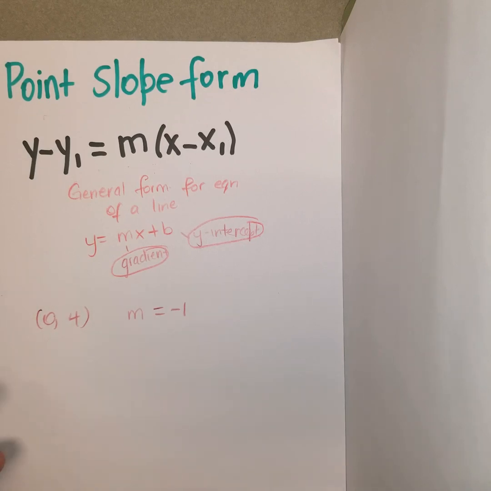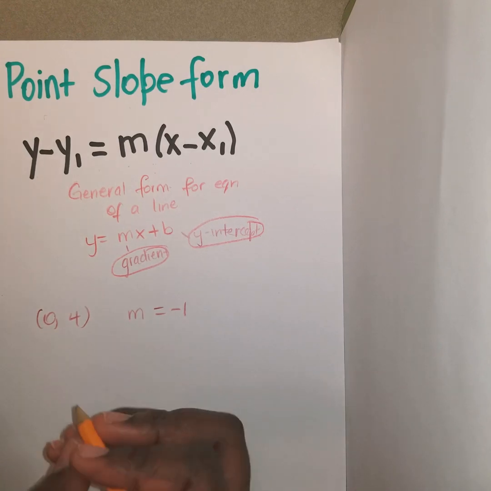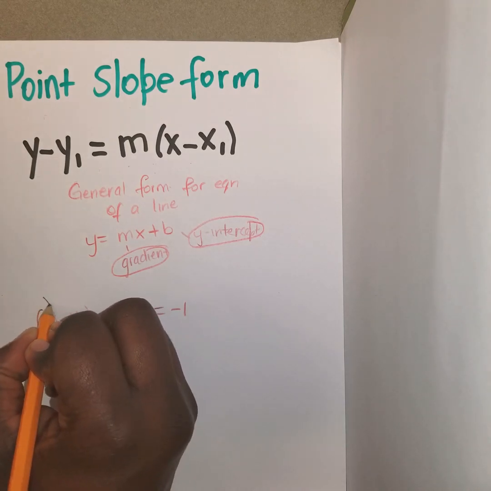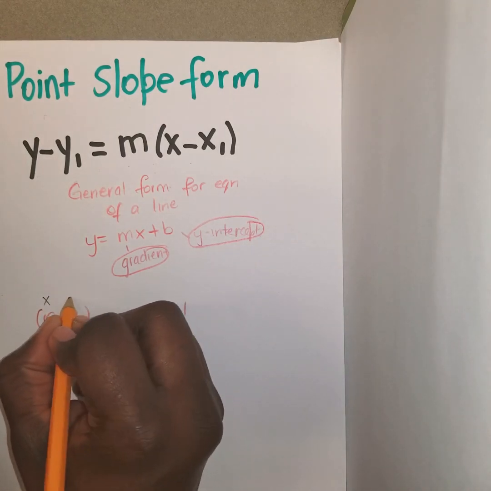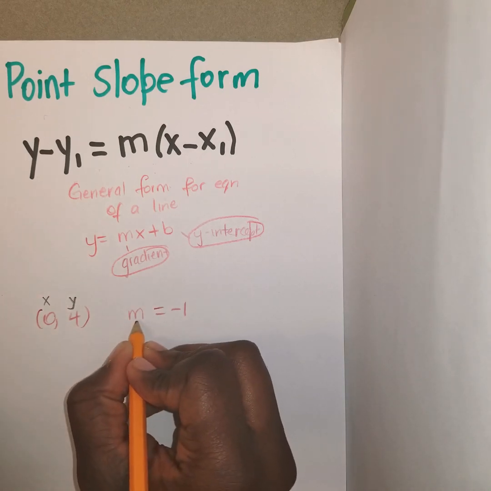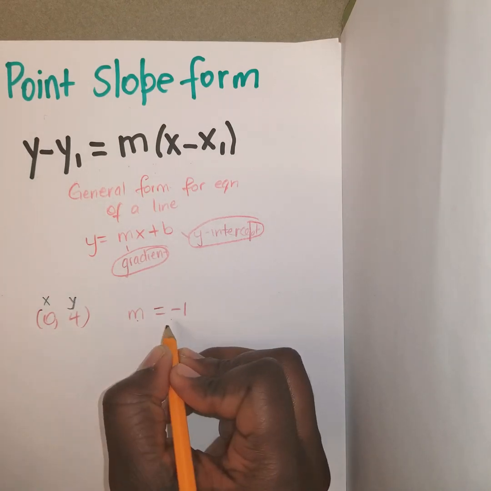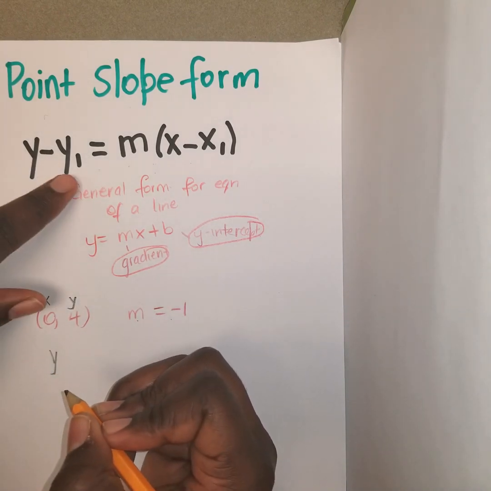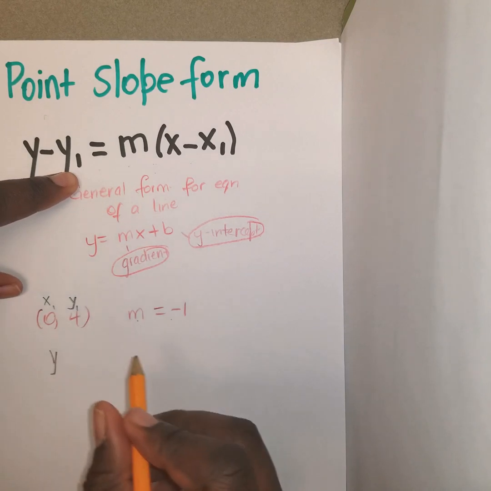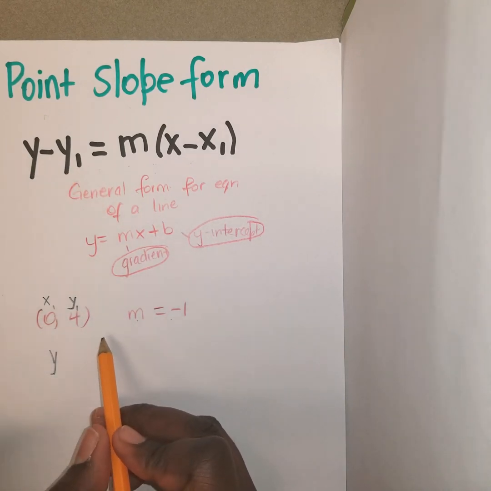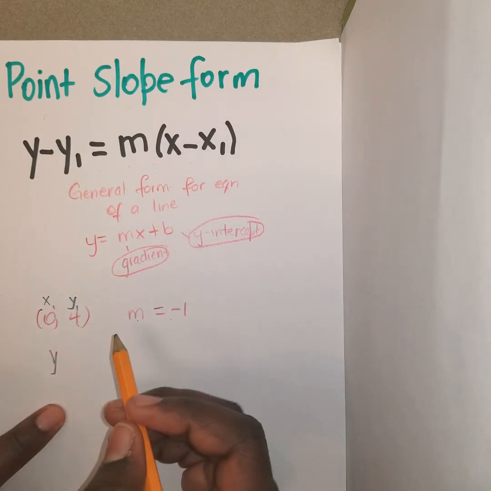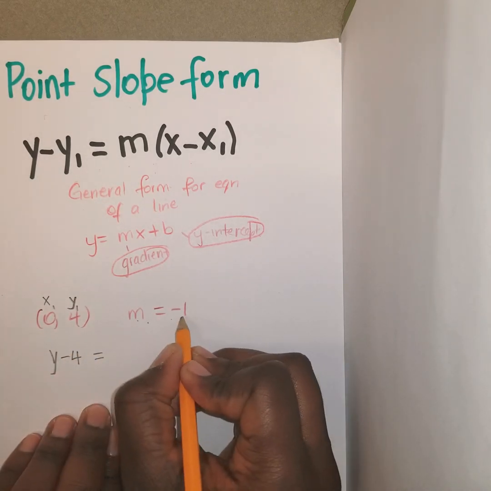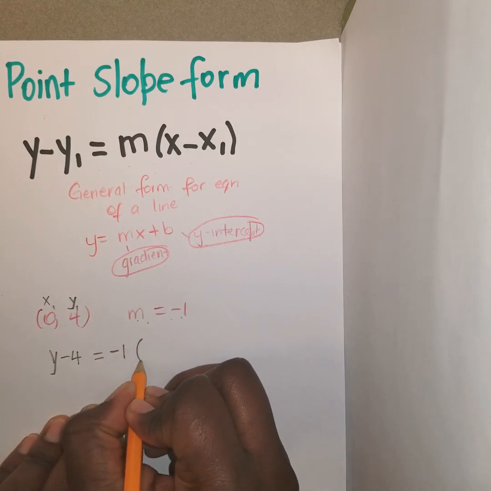So let's identify what we have before we even put it into the formula. We know that every point has two values: the x value, the first one, and the y value. And we know that m represents the slope. So in this formula, we're going to rewrite it. And y1 here is basically identifying the point you were given. For our y1, we have a 4. So it's y subtract 4 is equal to m, whatever m is, -1, open bracket.